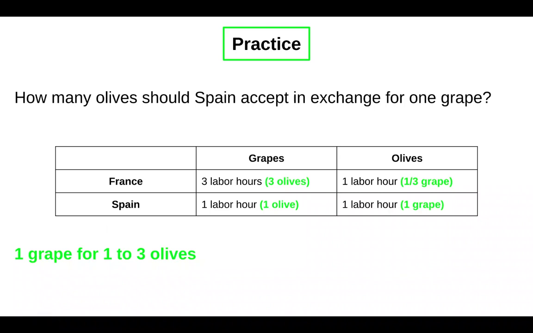Now, why do we put a maximum of 3? Well, we're assuming France isn't stupid, and we know that France is probably not going to give us more than 3 olives for the grape. We put a minimum here because anything less than that is not going to be good for Spain. It's going to be worse for Spain, and Spain's going to be taken for a ride if they accept less than that 1 olive.